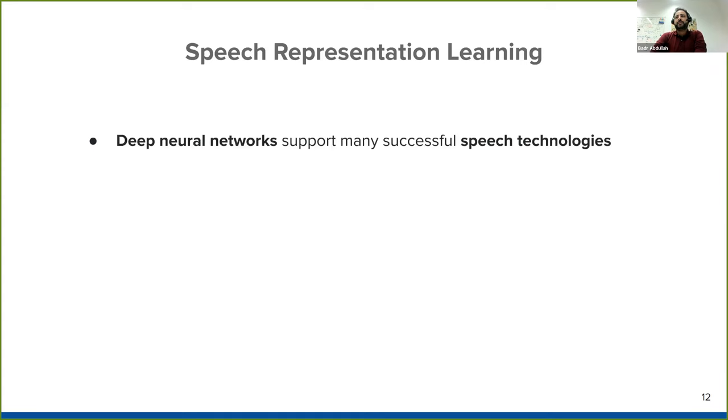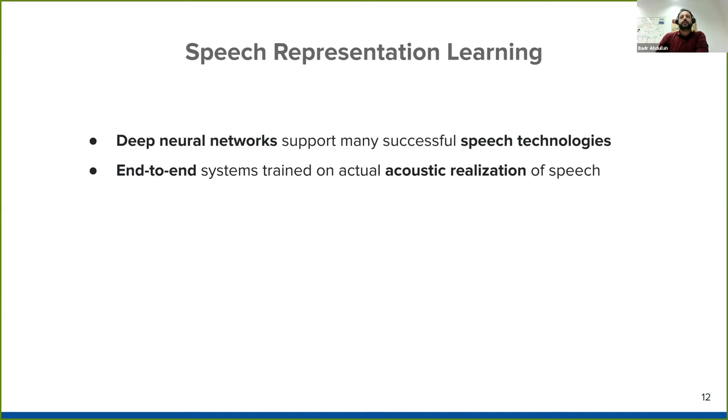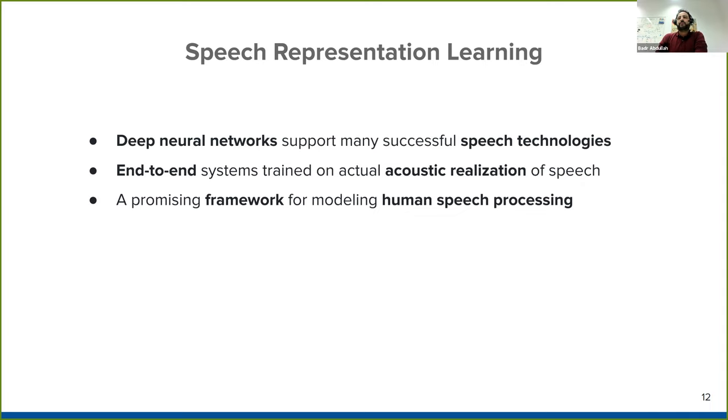Deep neural networks nowadays are everywhere, and they support many speech technology applications. And they make it possible to train end-to-end systems with actual acoustic realization of speech. So they offer a very promising framework for modeling human speech perception, and we could look at many interesting questions that we could address with modeling work using deep neural networks.